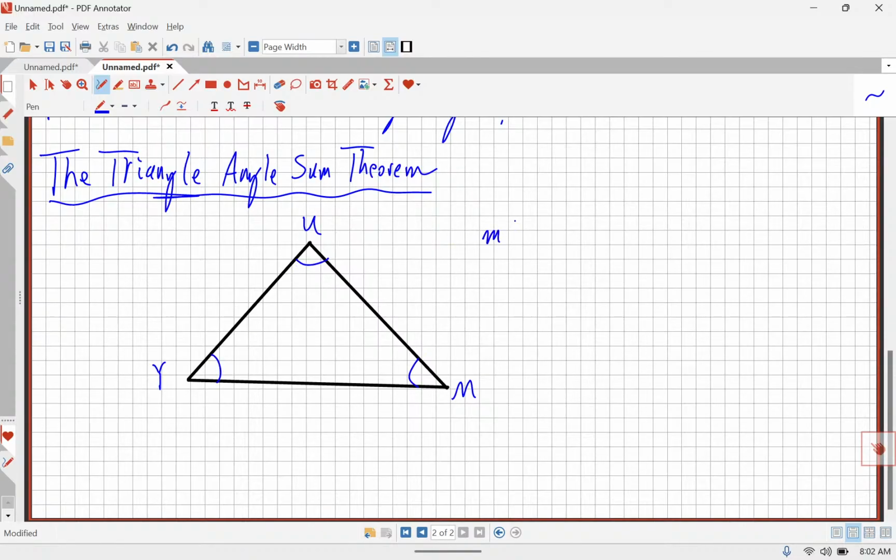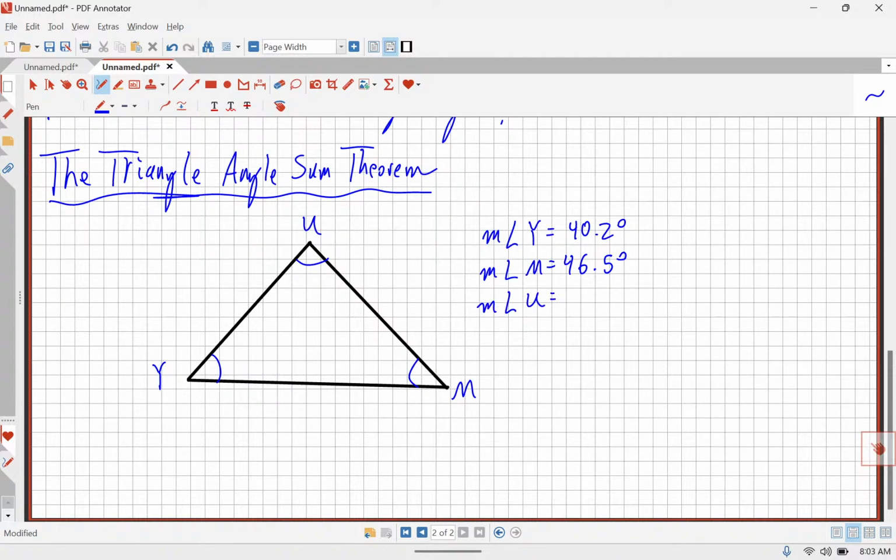And I tell you that the measure of angle Y equals 40.2 degrees, and the measure of angle M equals 46.5 degrees. You can tell me the measure of angle U.